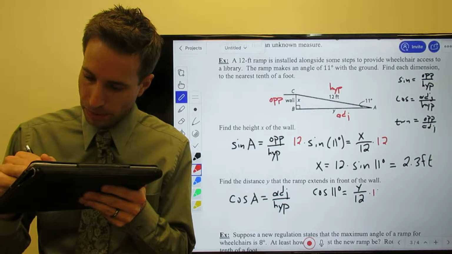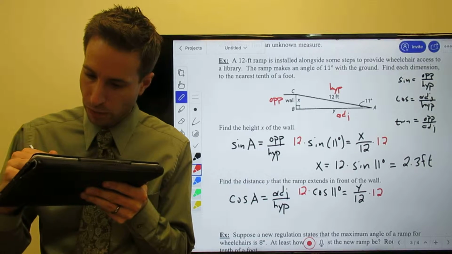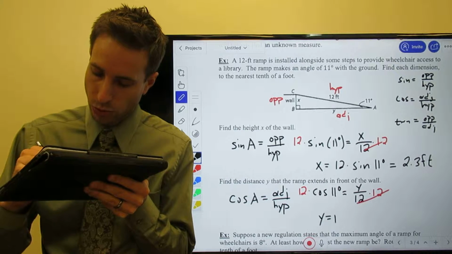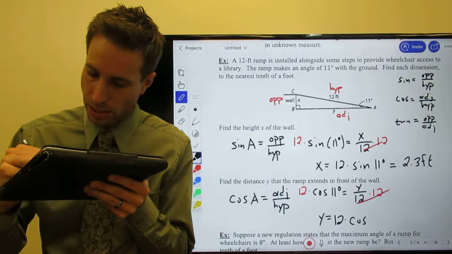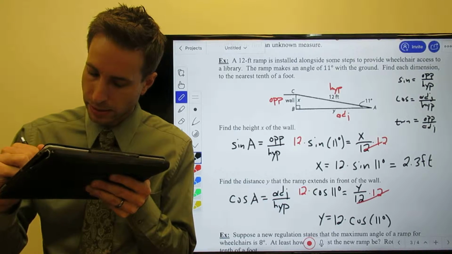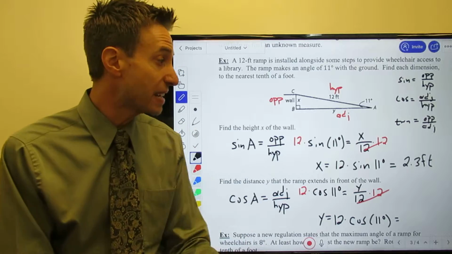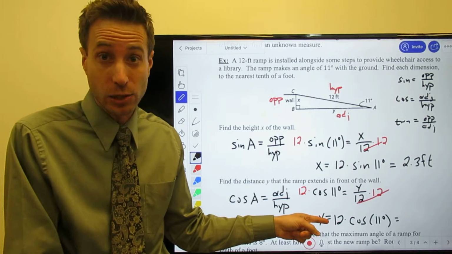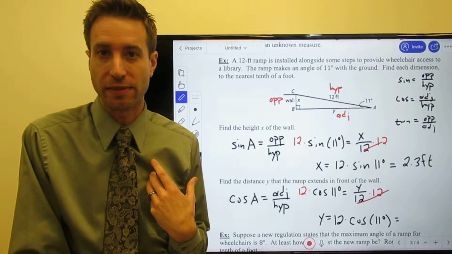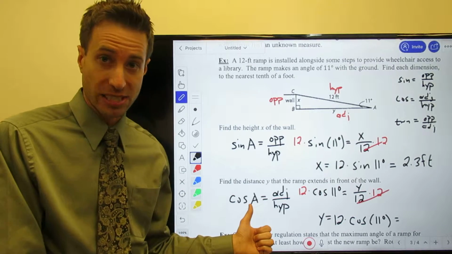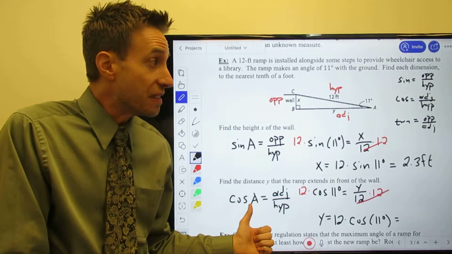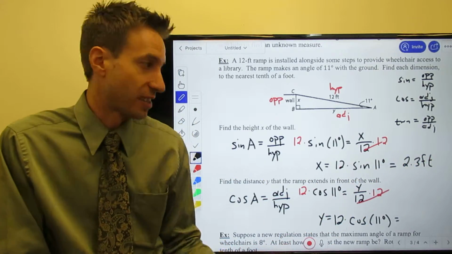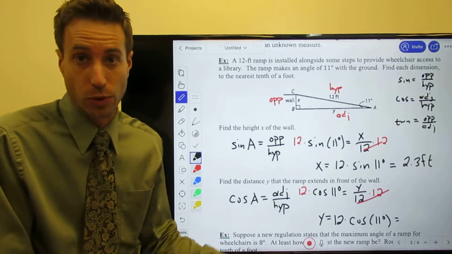Once again, multiply both sides by 12. The 12s cancel each other out, and I am left with y is equal to 12 times the cosine of 11 degrees. Again, the reason I used cosine is even if I made a mistake and somehow got the wrong answer here, I can still get this one right because I'm only using information given to me in the problem. As opposed to if I had used tangent, I would have needed to use the opposite side to solve the problem, and the opposite side was a number I calculated. If I calculate this number wrong, then I'm going to get this one wrong as well.